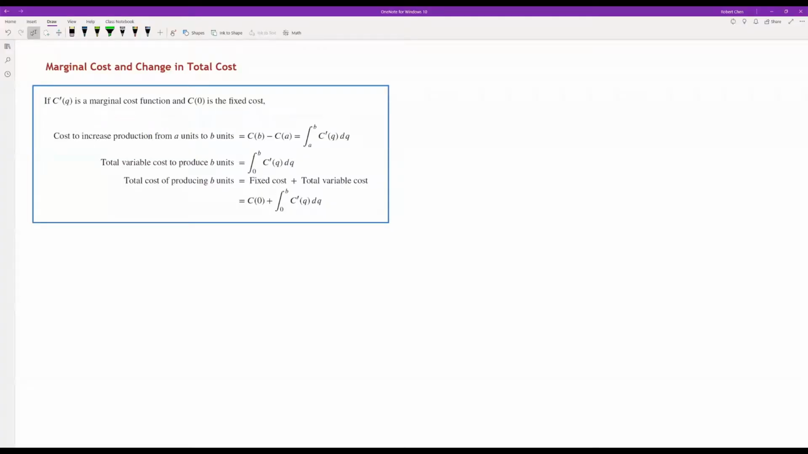All right, last thing from this section, we have a quick application using the fundamental theorem of calculus, which is marginal cost and change in total cost. So this is actually more applicable if you're in economics or a business major. But to put things in simple words, I want to talk a little bit about marginal cost. It's the amount of cost to produce one more product.